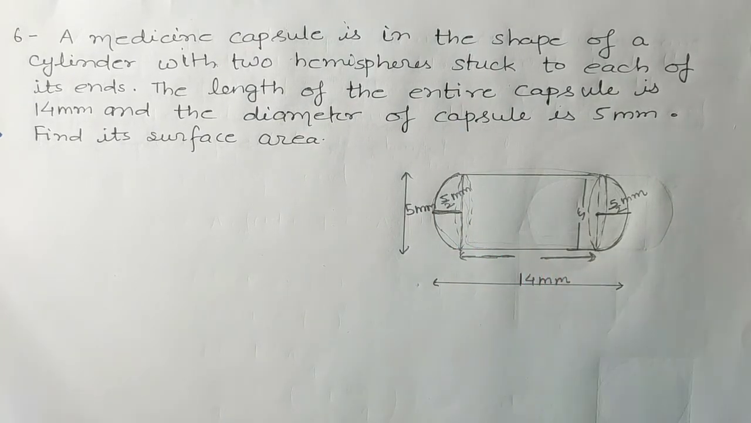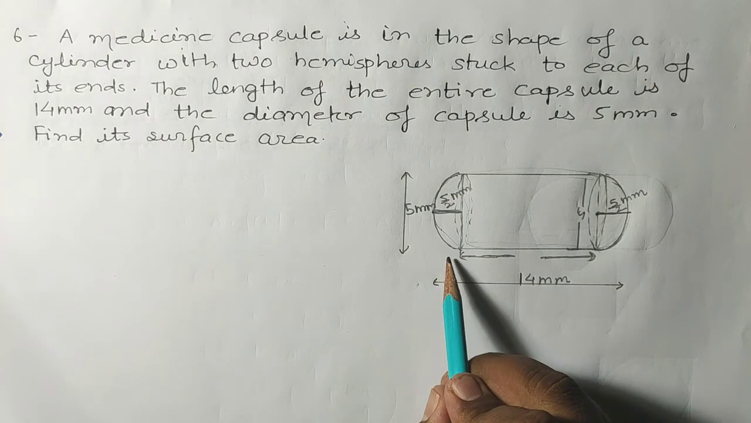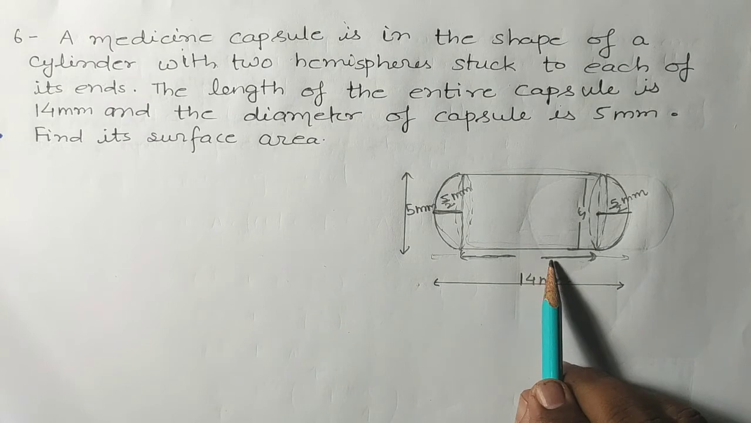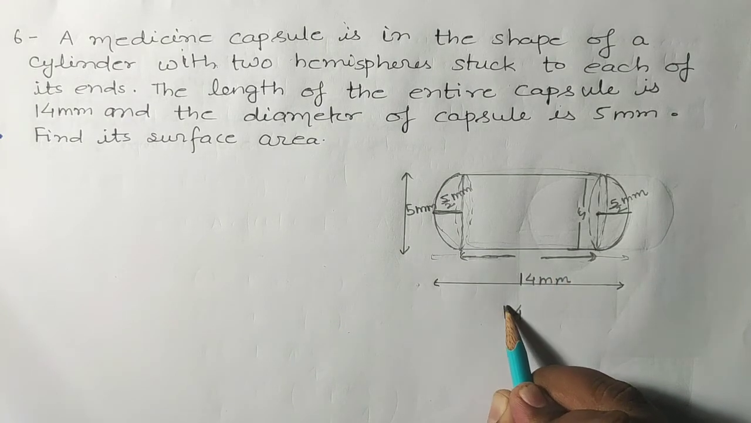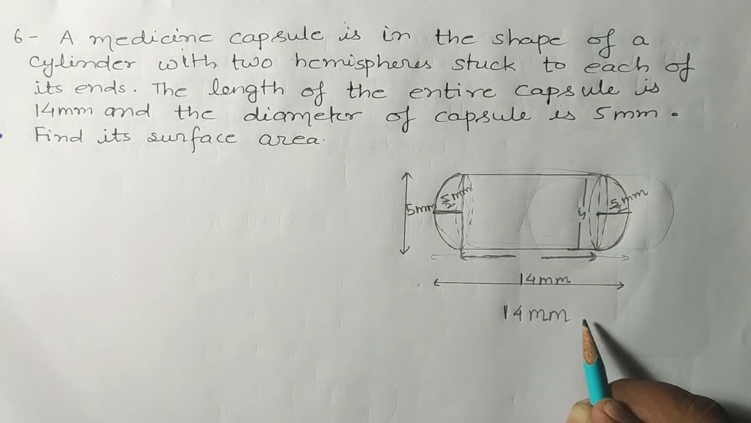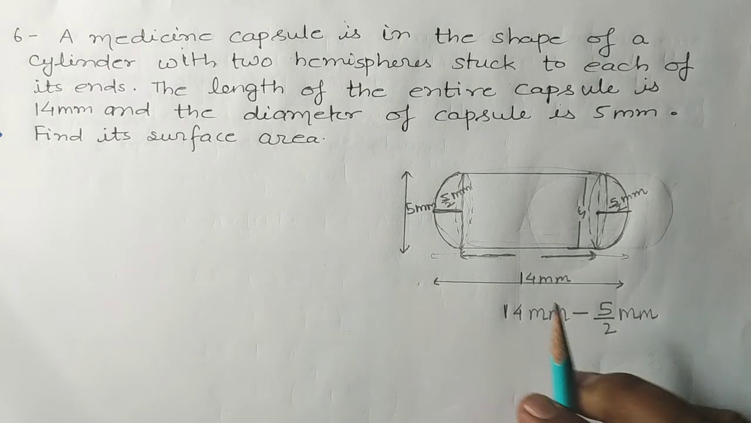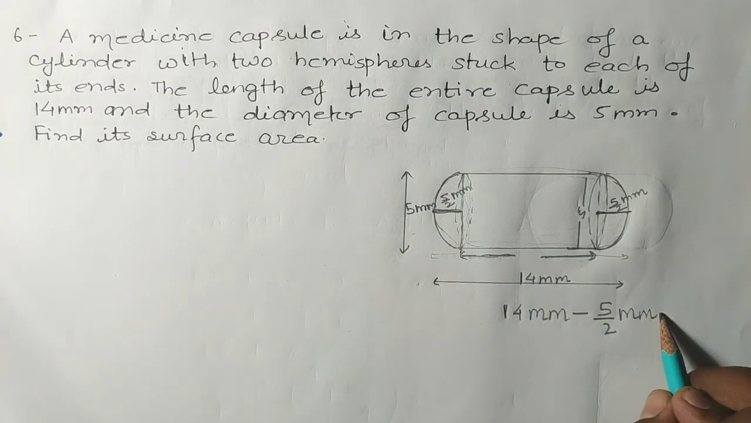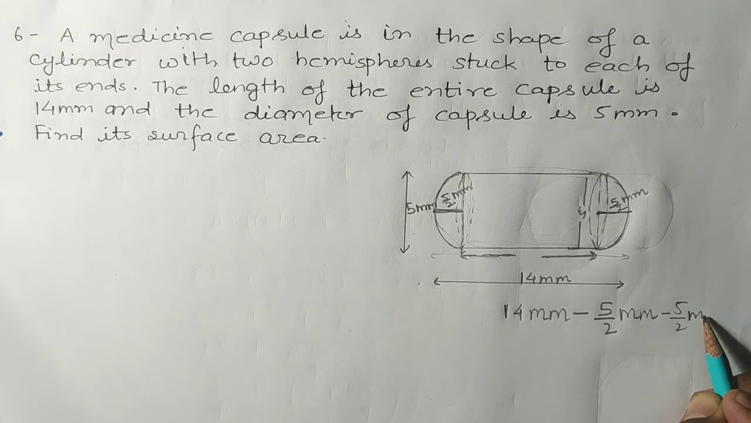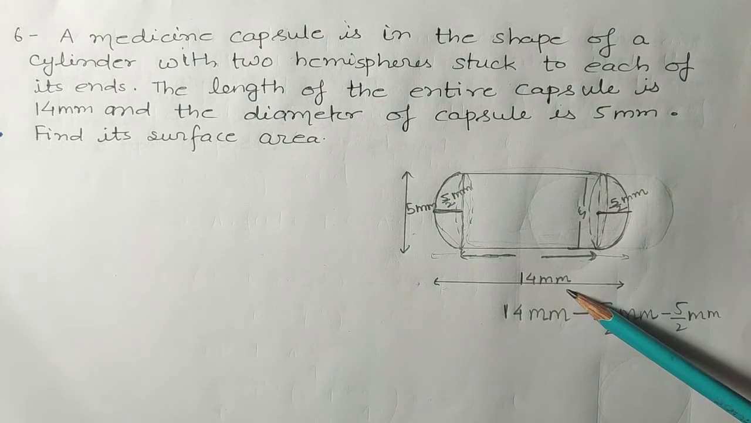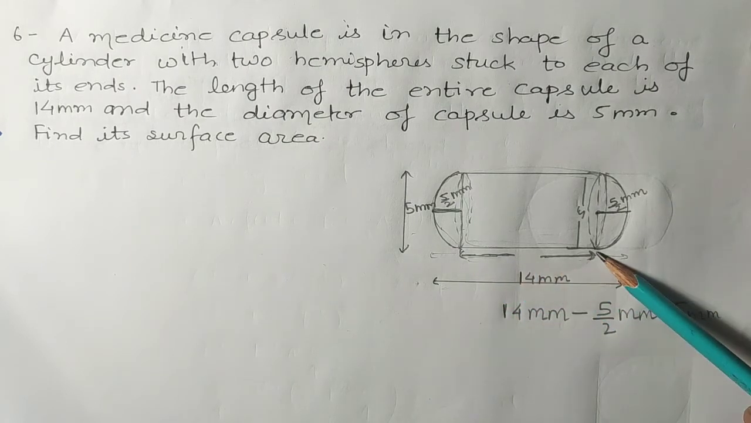So radius will be 5 by 2 millimeter. Okay, so we have to subtract 5 by 2 from this side and this side, then we'll get this length. Means in 14 millimeter we have to subtract 5 by 2 millimeter of this side and 5 by 2 millimeter of this side, means 2 times 5 by 2 millimeter we have to subtract from the total length 14, so that we will get the length of this cylindrical portion.